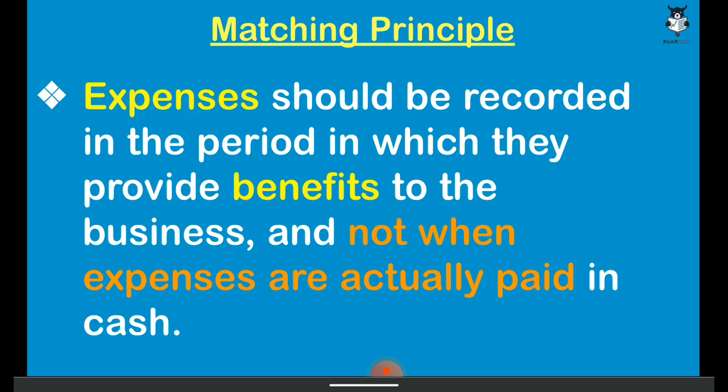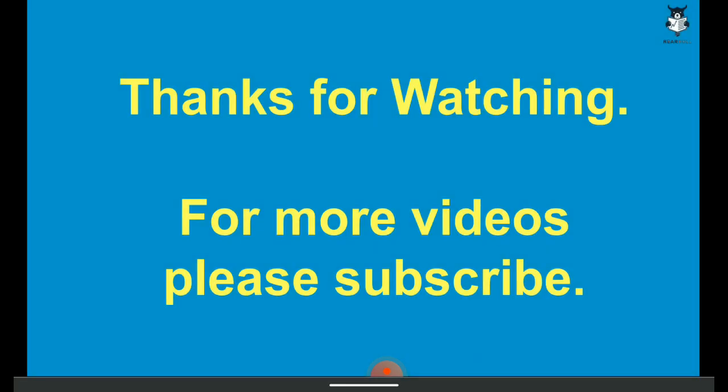So what are the two main pillars of the accrual basis of accounting which we discussed? They were that revenue is recognized when it is earned, and on the opposite side, expenses are recognized in the period in which they provide benefit to the business. That is, they help in generating revenue.